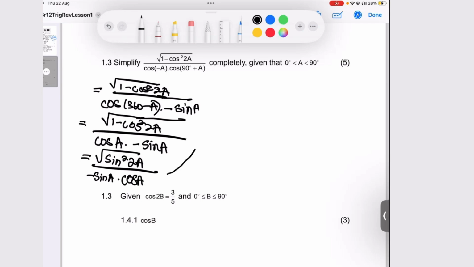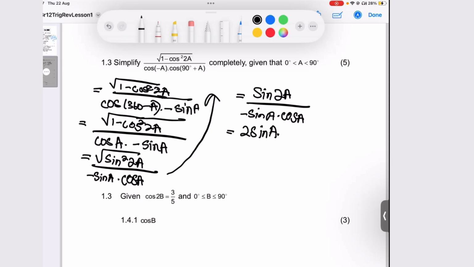And at the top, what you're going to have is sine 2a over negative sine a times cos a. Now this is a double angle, which will be 2 sine a times cos a divided by negative sine a times cos a. So this will cancel with that, and this will cancel with this. The answer is negative 2.